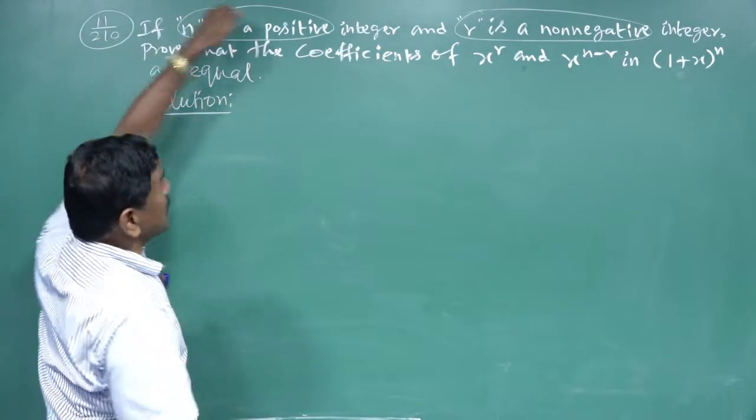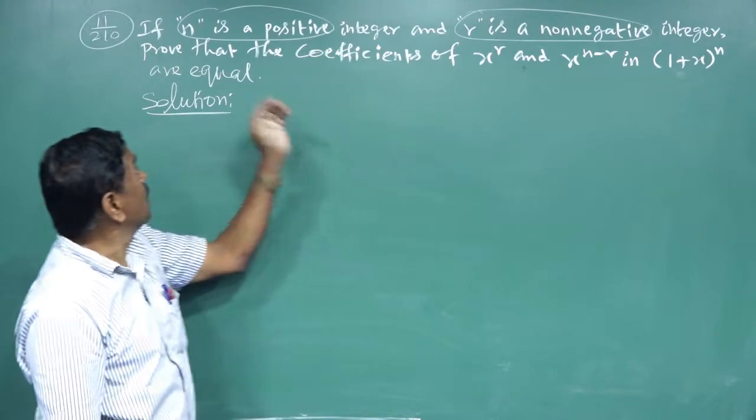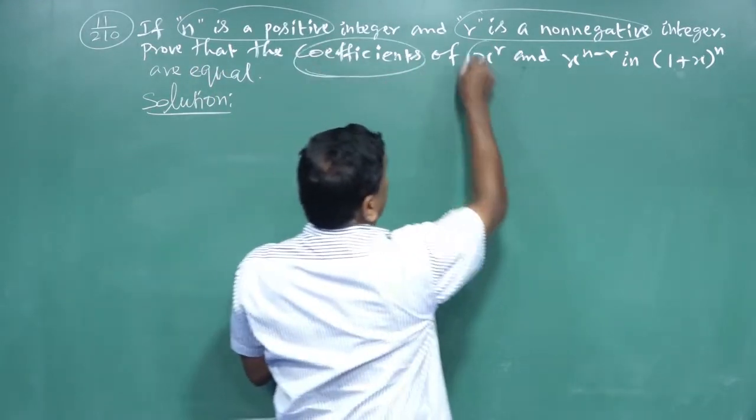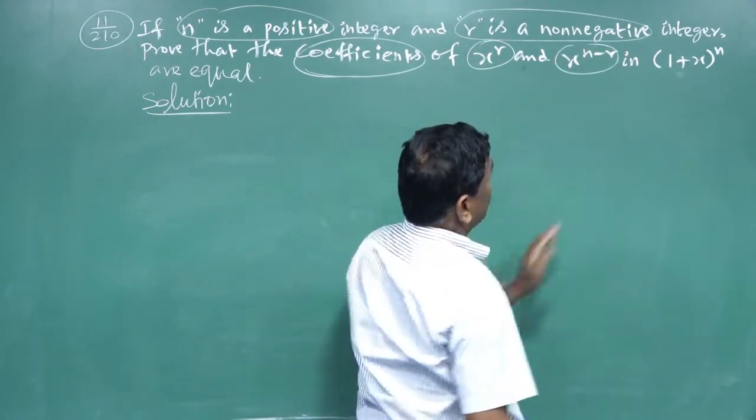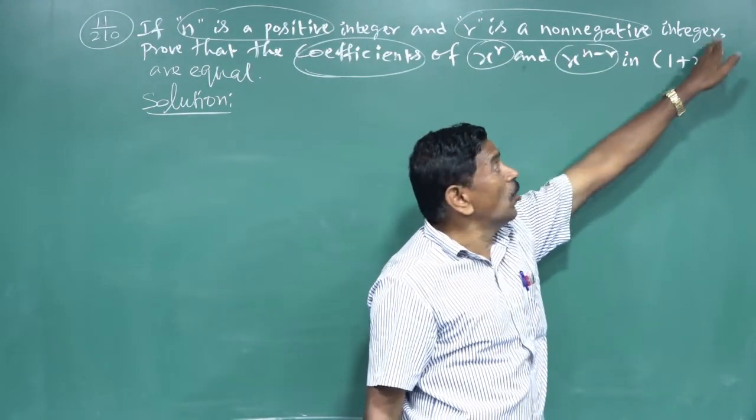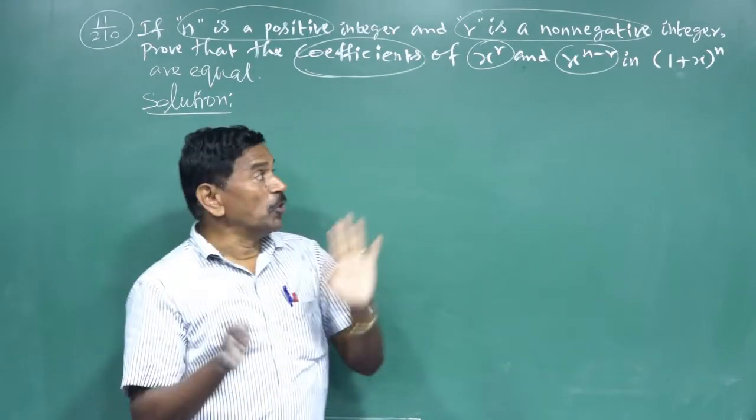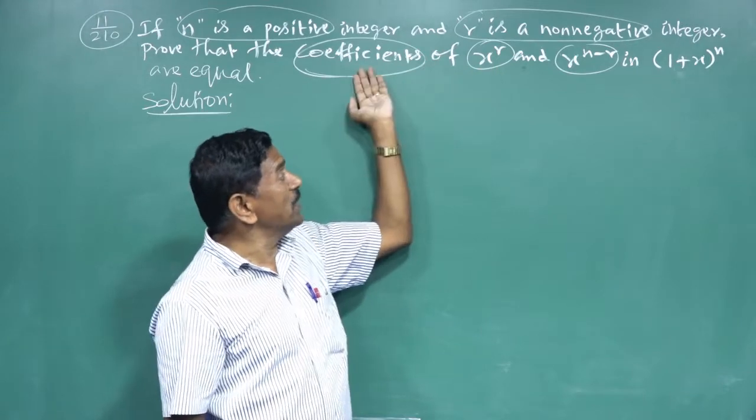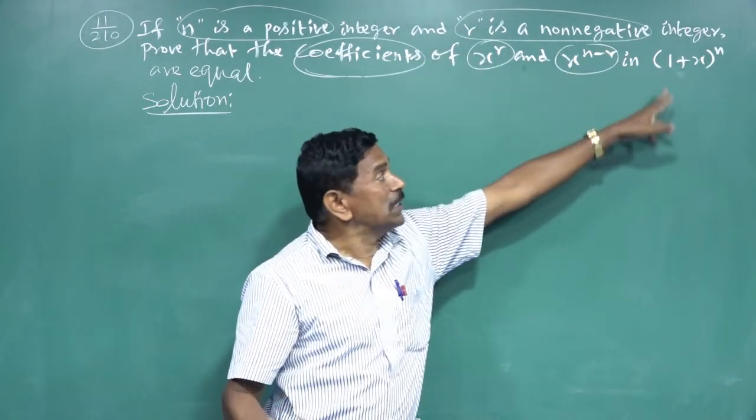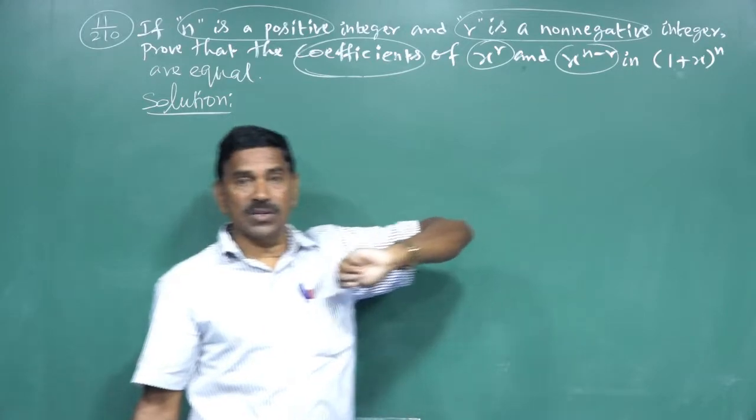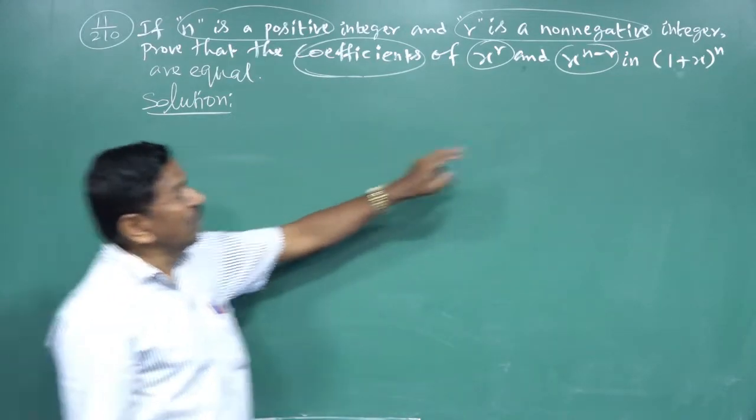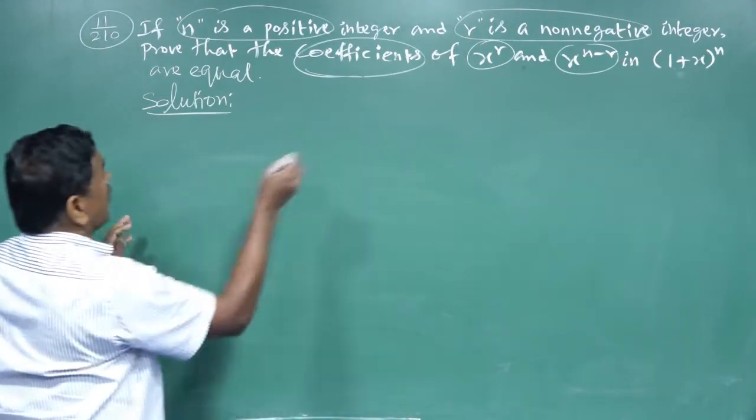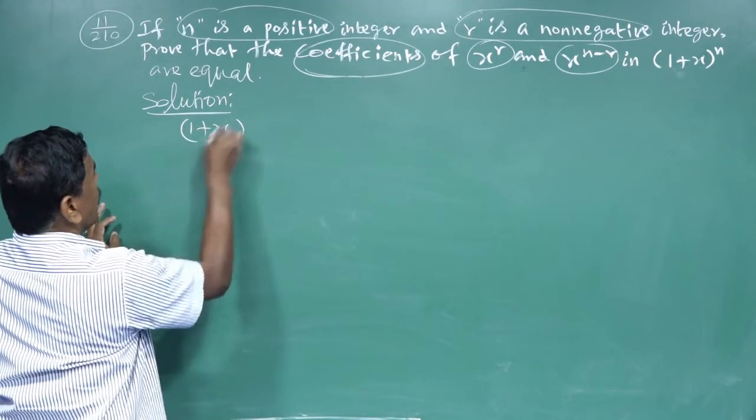Listen carefully. n is a positive integer and r is a non-negative integer. Prove that the coefficients of x power r and x power n minus r in the expansion (1 plus x) the whole power n are equal. So we want to prove the coefficient of x power r is equal to the coefficient of x power n minus r in the expansion (1 plus x) the whole power n. The given expansion is (1 plus x) the whole power n.